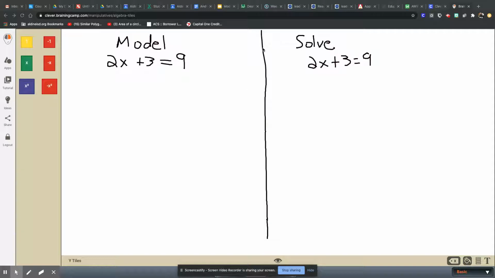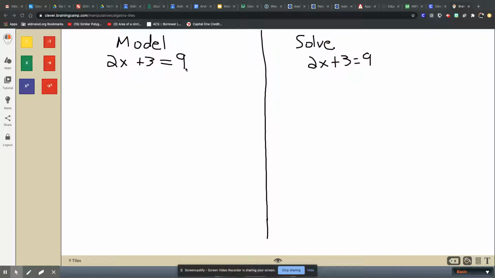So what I've got here is I've divided my screen into two sections. On the left is where I'm going to model our equation using our algebra tiles. And then on the right side is where we're actually going to solve the equation, or write what's happening on this left side here. So I've got an equation here. It's the same: 2x plus 3 equals 9.